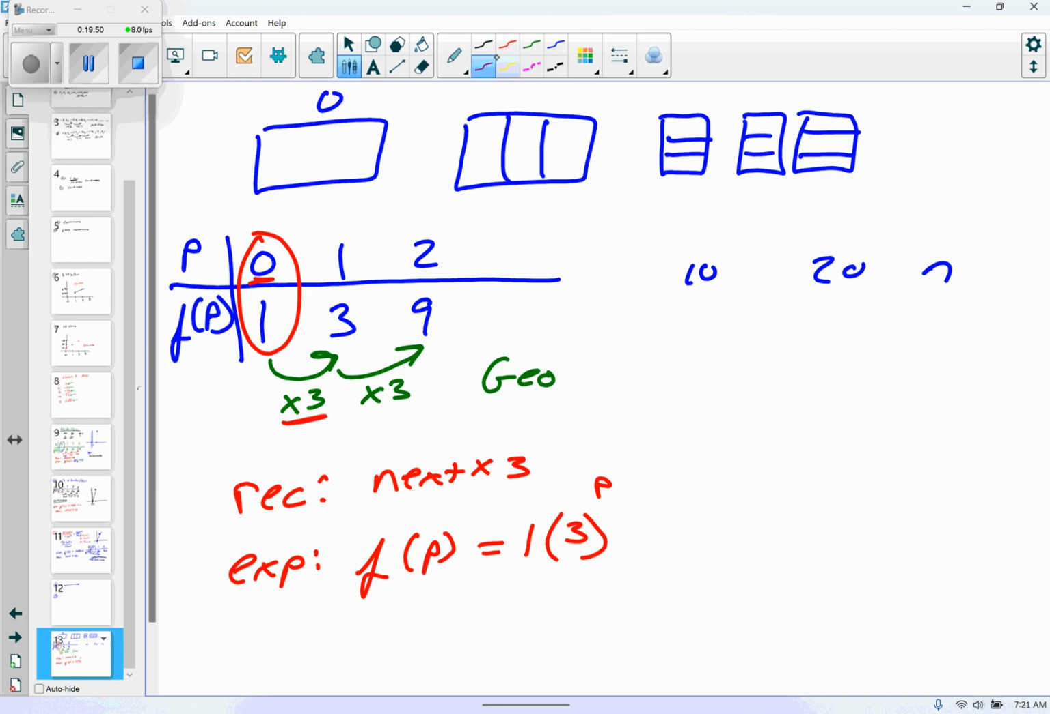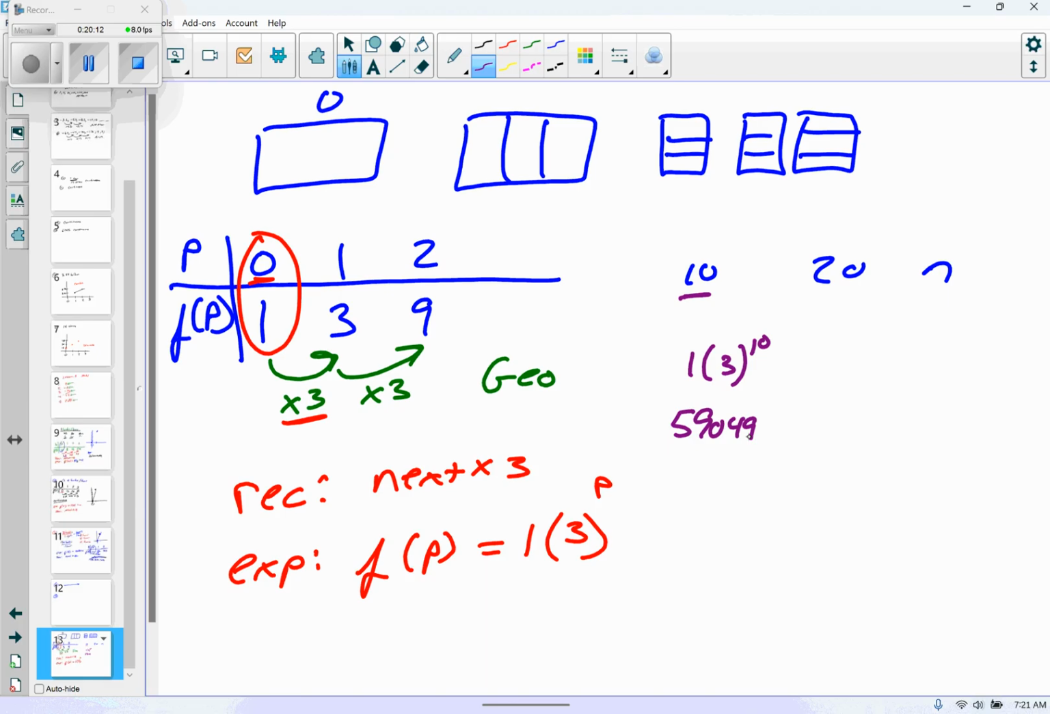And then it says, what can we do if we had 10? Well, that's going to be 3 to the 10th power, you definitely want a calculator for that. So if you go 3 raised to the 10th power, that's 59,049 pieces of paper you have.